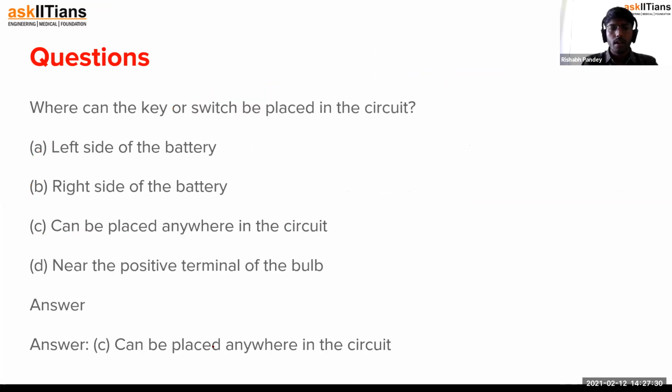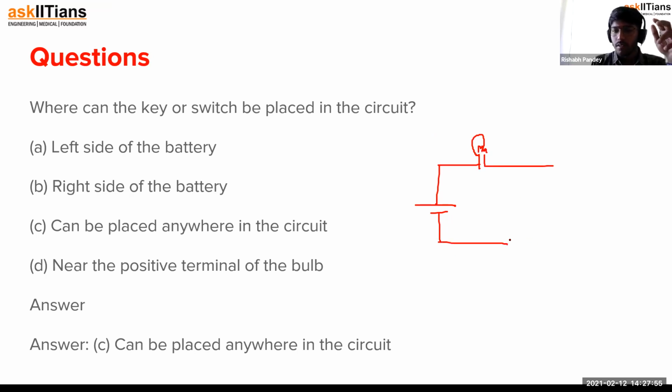Clear? Where can the key or switch be placed in the circuit? Left side of the battery, right side of the battery, or anywhere in the circuit near the positive terminal. Basically, if I have a circuit like this with a battery, and here I have a bulb connected via a wire like this, and say here I have the switch. Similarly, if I keep this switch here instead, will it make any difference? Point is that we should not allow current to flow in the circuit. If I break the wire here, or if I break the wire here, in none of the cases is the current going to flow. So obviously, it can be placed anywhere in the circuit. The other options are absolutely wrong.